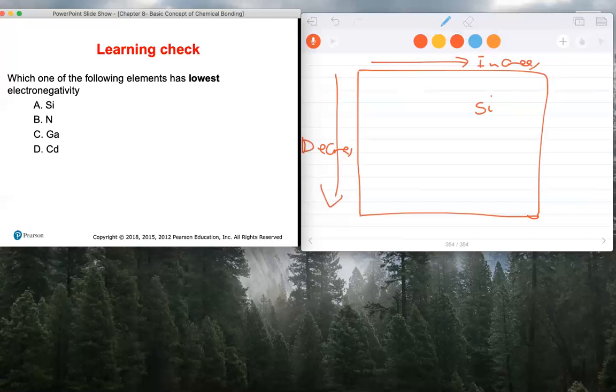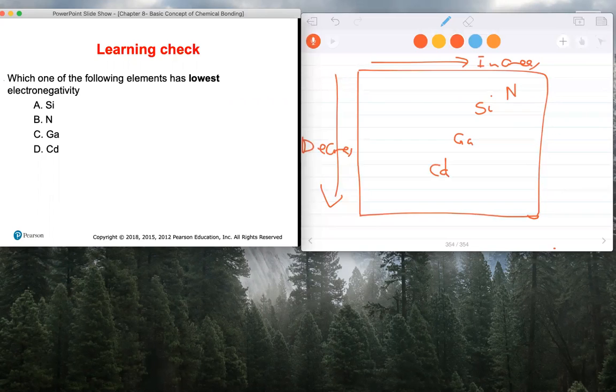And then nitrogen is a little bit farther left of silicon and still above silicon, that's nitrogen. And then gallium is somewhere here. And then cadmium is all the way right here. I don't know exactly where it is, but you can see now which one is the lowest electronegativity value.